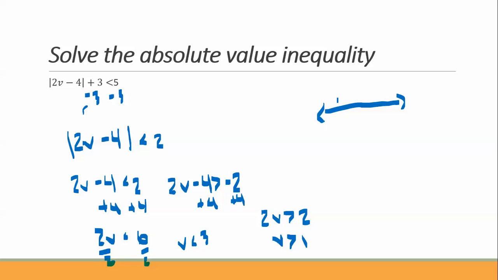So we have v is bigger than 1 and less than 3. So it's in between 1 and 3. That means we're going to write it as 1 is less than v is less than 3. It's shaded in the middle, so that's why v is in the middle there.